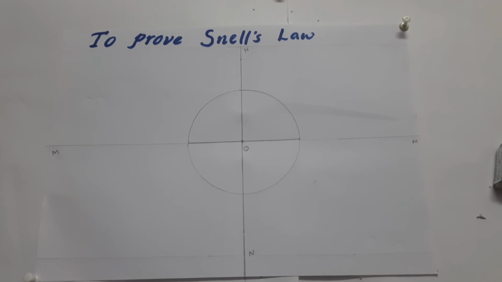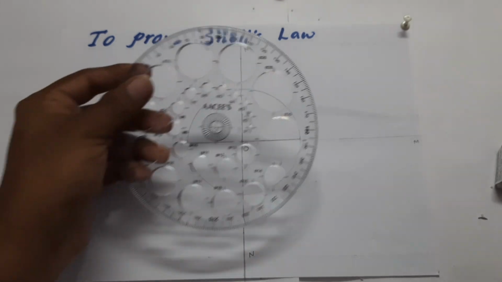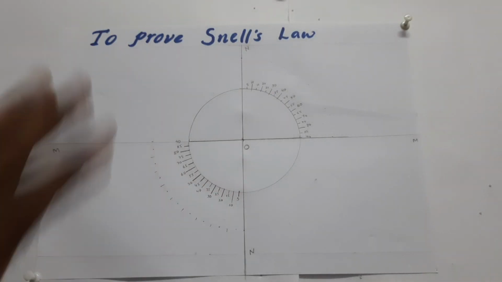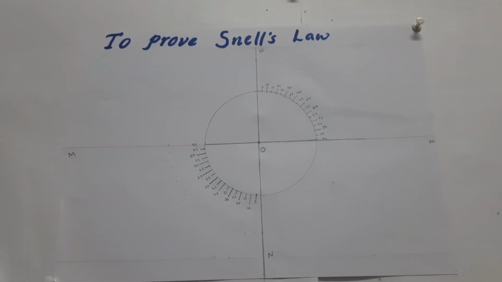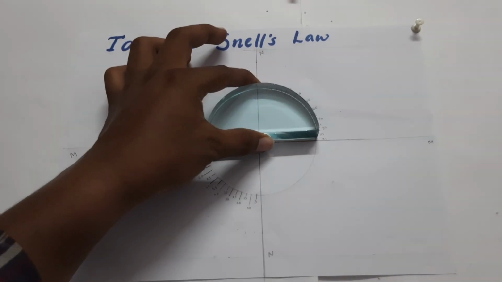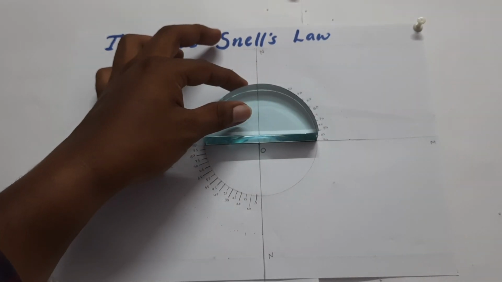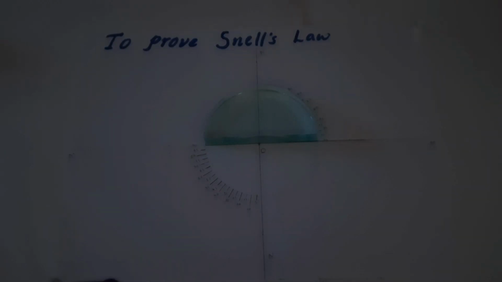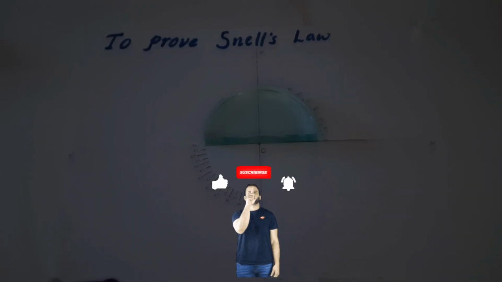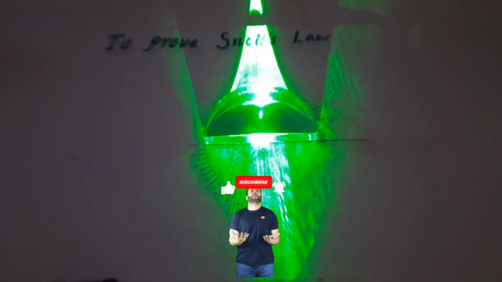Now mark the angles by using a protractor circle. You can observe the angles are marked from 0 to 90 on the positive xy axis and negative xy axis. Okay. Now place the semicircular glass slab on the interface. And before conducting the activity, I will discuss an important thing.